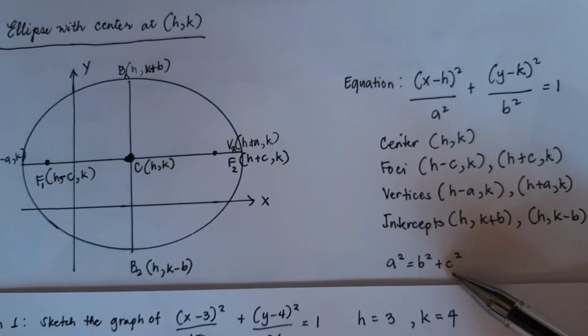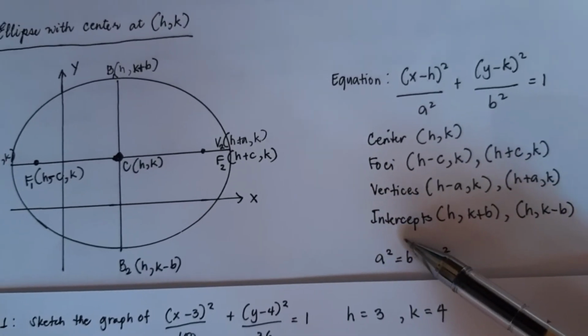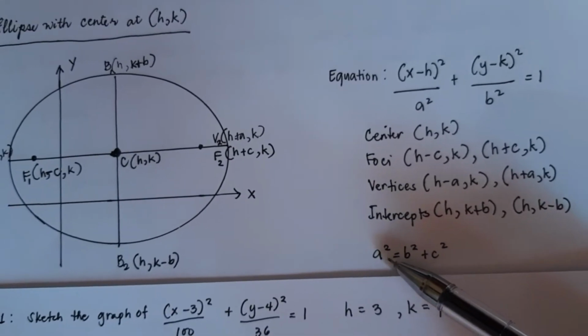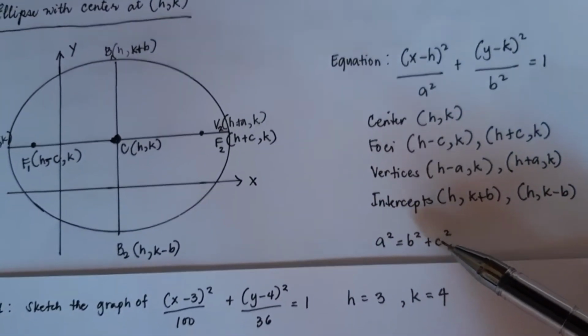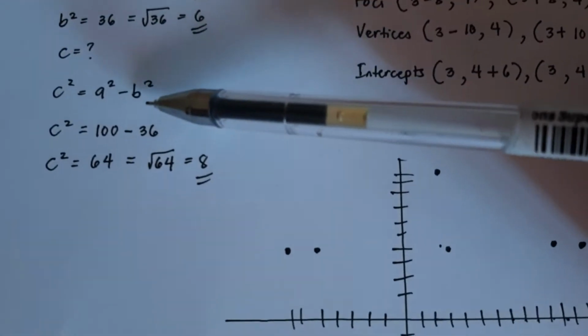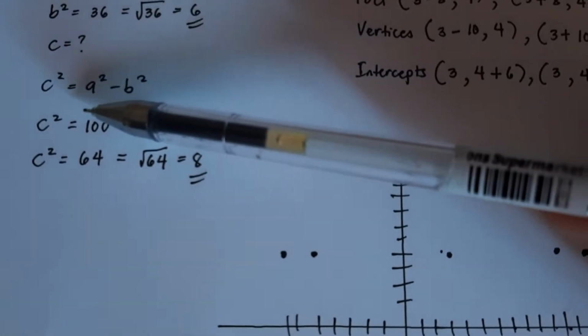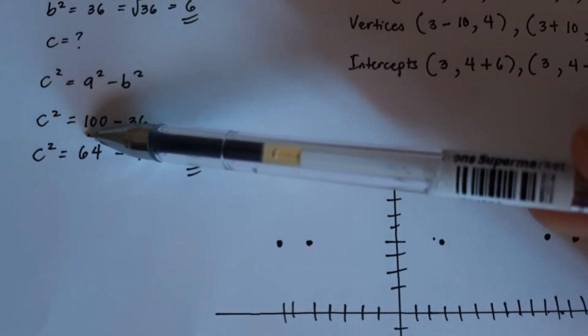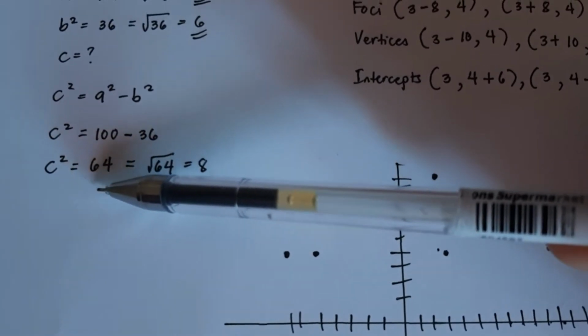So, pwedeng C squared is equal to A squared, lilipat lang natin yung B squared sa kabila. So, magiging A squared minus B squared is equal to C squared. Okay, so ito na siya. So, you have C squared is equal to A squared minus B squared. So, that would be C squared is equal to 100 minus 36. So, C squared is equal to 64.